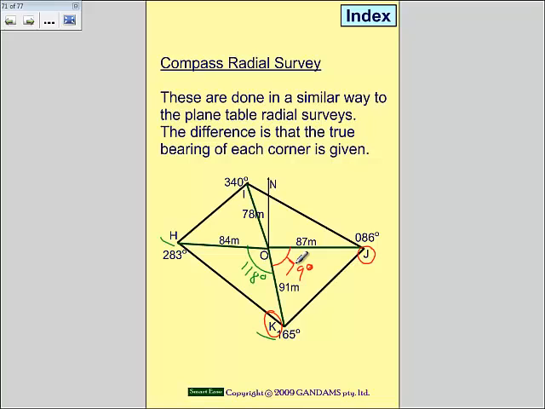Picking another colour. The angle in here is given from those two angles minus from each other. So 340 minus 283 gives you 57.